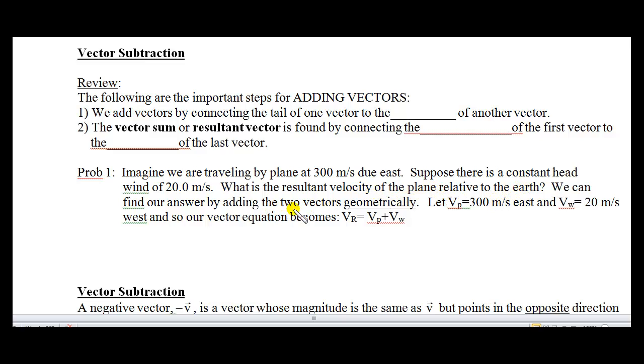We can find our answer by adding the two vectors geometrically. We're going to let v sub p be the velocity of the plane, going east, and v sub w the velocity of the wind, going west. So our vector equation becomes v sub r equals v sub p plus v sub w. In this space, draw the vector diagrams and come up with the resultant. Push that pause button and then we'll come back and compare answers.